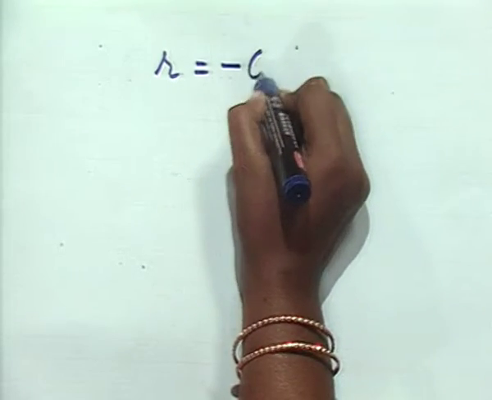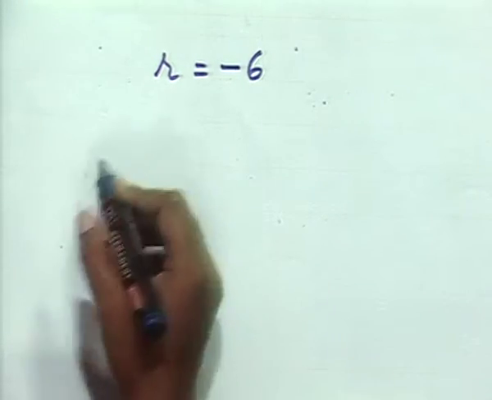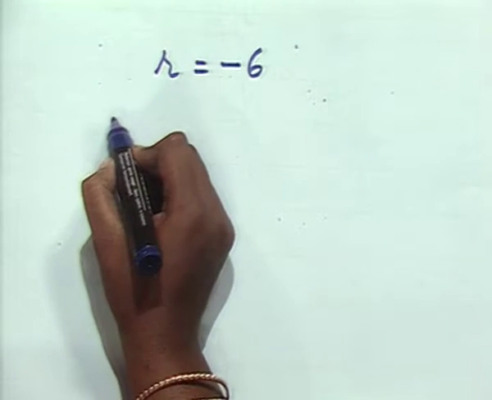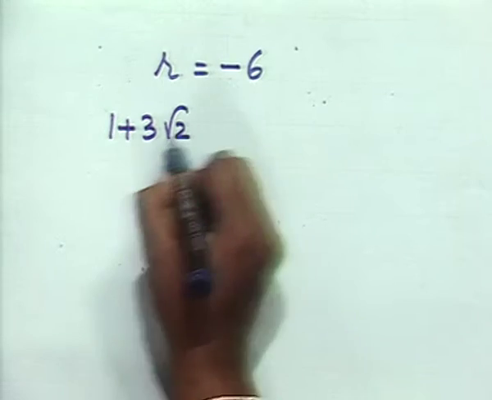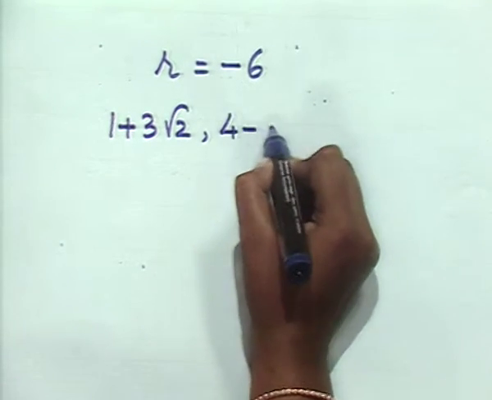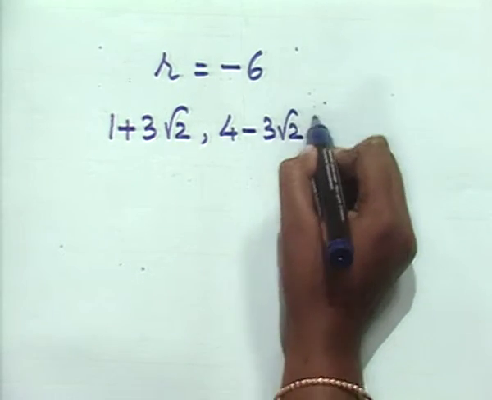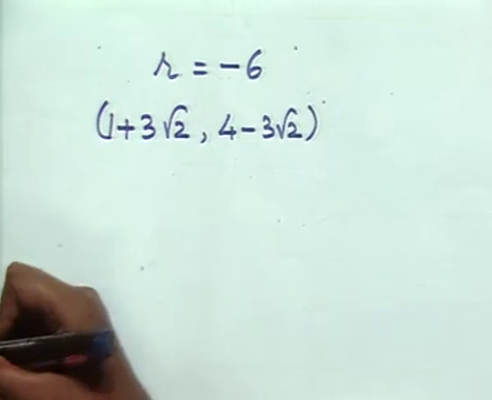Nidhi, can you now find out the coordinates of a point which is on the other side of point A? Yes, I can. We will now take the value of r as minus 6. Yes, when we take the value of r as minus 6, then we have the coordinates of that point as 1 plus 3 under root 2 and 4 minus 3 under root 2.